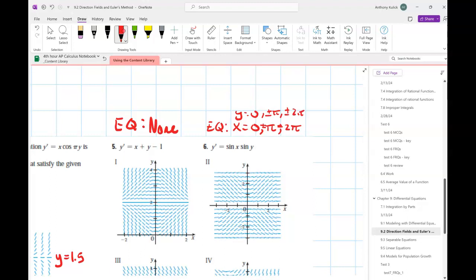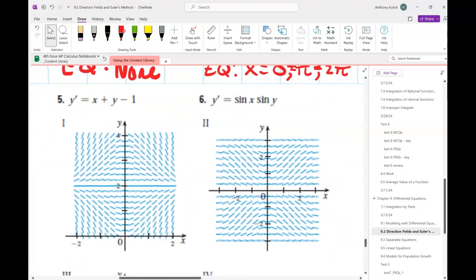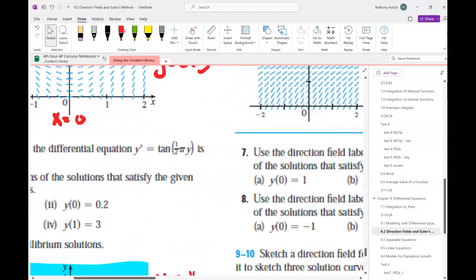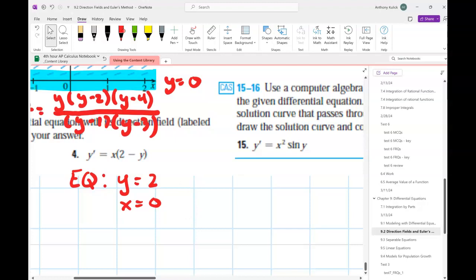All right, so let's look at our slope fields. So looking at letter I, what are equilibrium values? Y equals 2. Anything else? Oh, wait. No. X equals 0. Oh. Which one did that match? Matched 4. Right down here. So that answer must match with I.